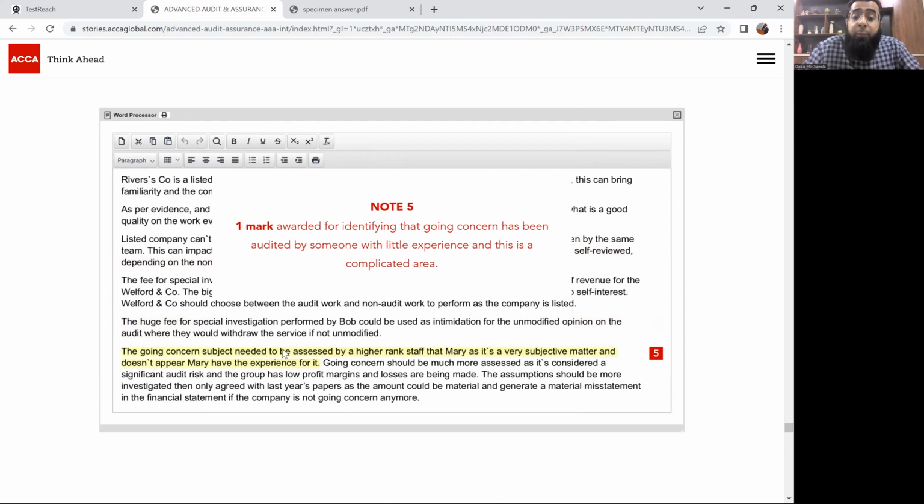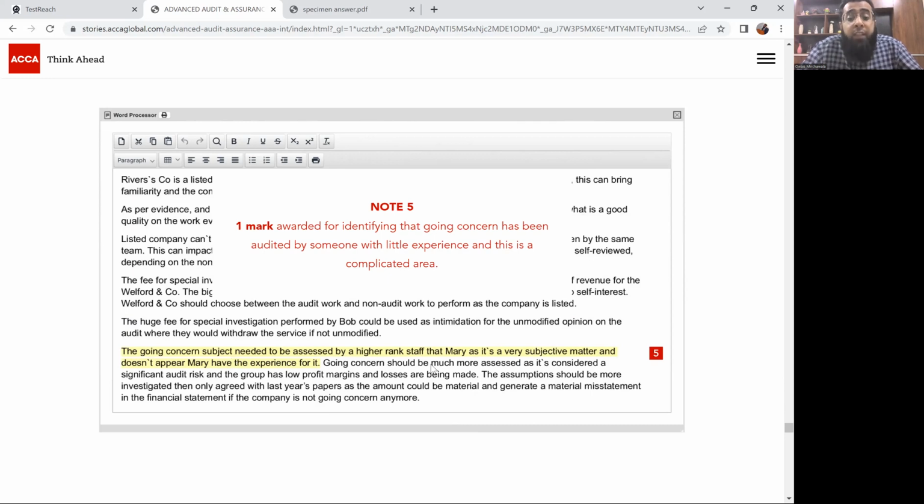Okay. Then if you look further, he moved towards the going concern. The going concern subject needs to be assessed by a higher ranked staff than Mary, as it's a very subjective matter and it doesn't appear that Mary has experience for it. So that was a good point, because Mary Lockley was the audit assistant and she was not even qualified, and she was doing the review of going concern. So 1 mark was awarded for it.